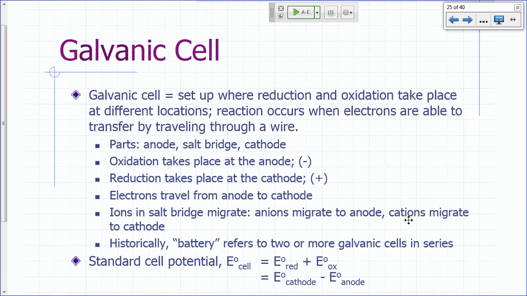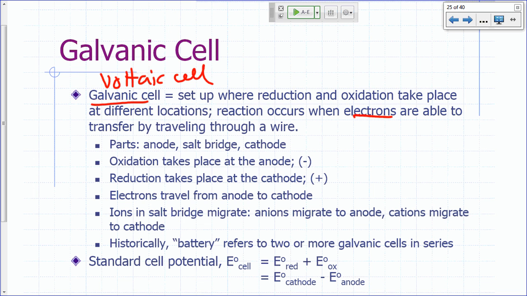Okay, problem fixed. So, we said it's a galvanic cell, right? Or a voltaic cell. That's another name for it. Okay. So, as the reaction occurs in your galvanic cell or voltaic cell, electrons are able to travel through a wire.